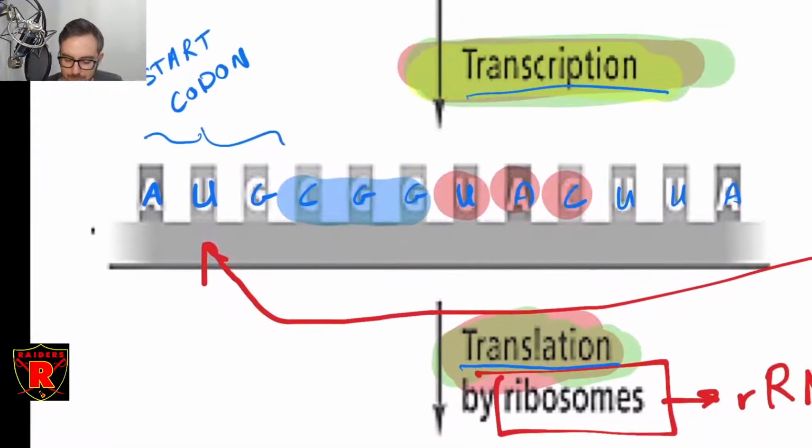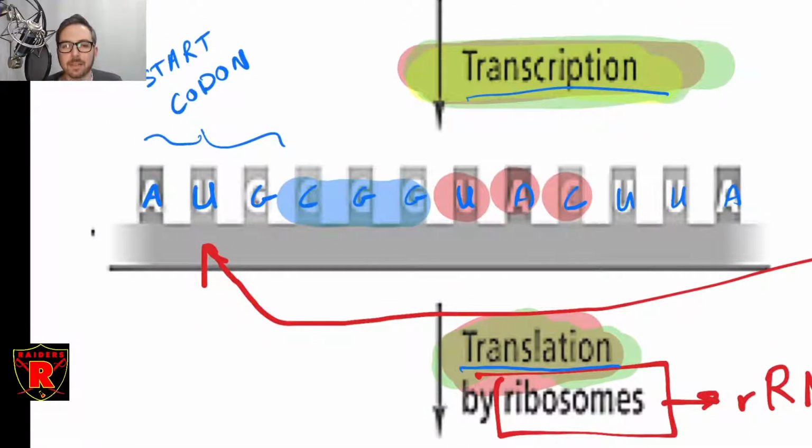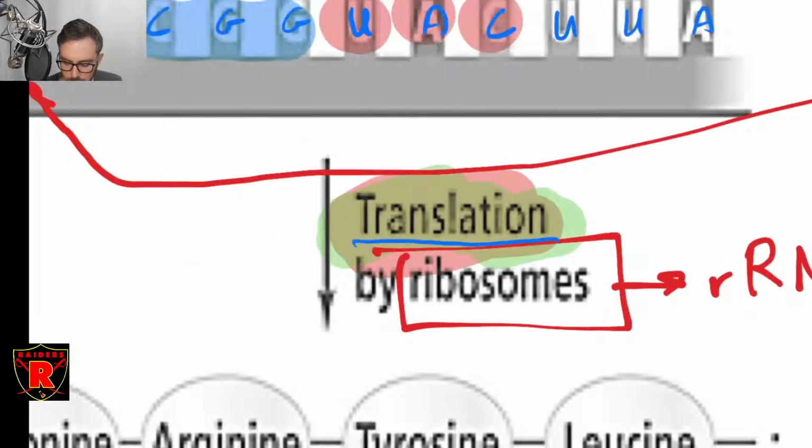And then once you've made that copy of the code, the last part is to read the code and actually build the protein, build the thing out of the code. And that second process is called translation. And that's because it's translating a signal. It's taking an RNA signal and making a protein. So it's translating it from one medium to another. That's why it's called translation.